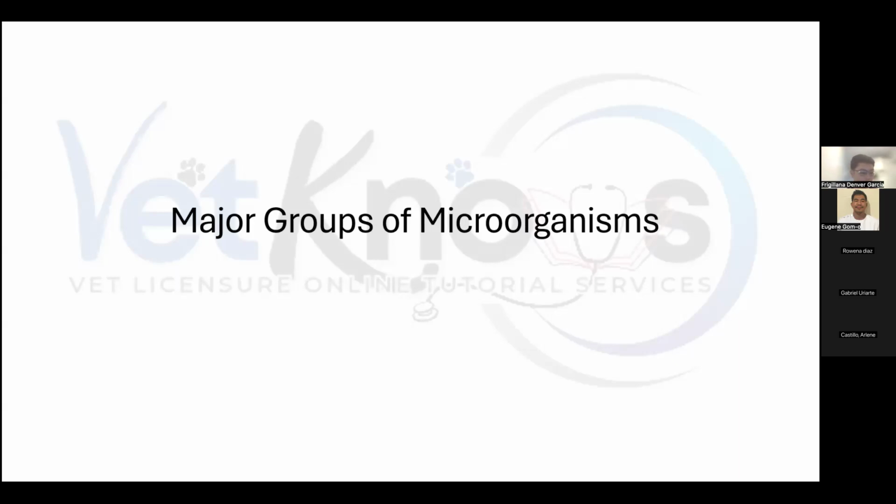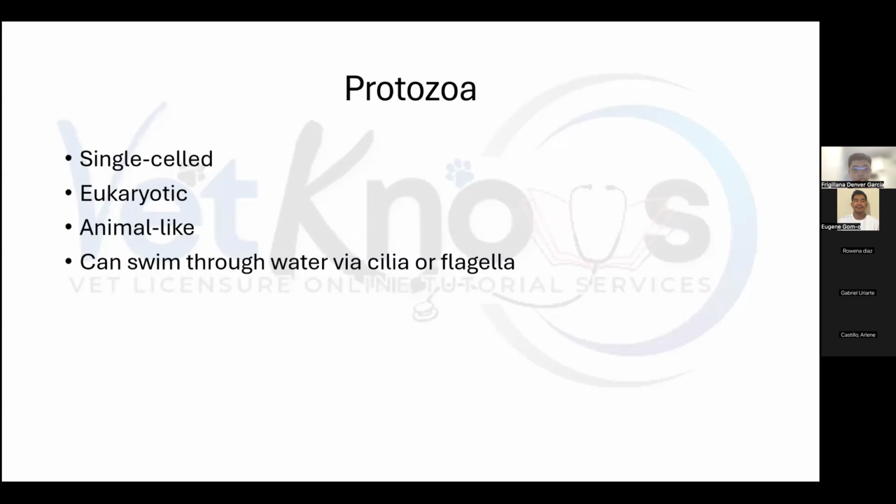Next, we have the major groups of microorganisms. First, protozoa. Although protozoa, I think, is considered a parasite. More on this in your parasitology; we are only doing an introduction here. They are eukaryotic and single-celled, and they can swim. Majority of them are motile, and majority of them are free-living.